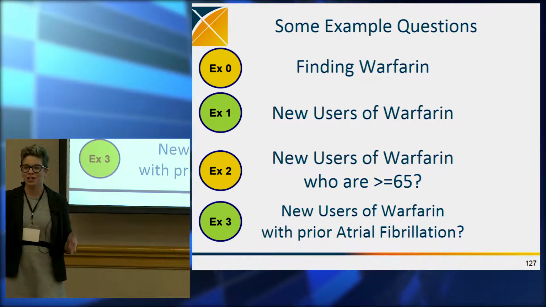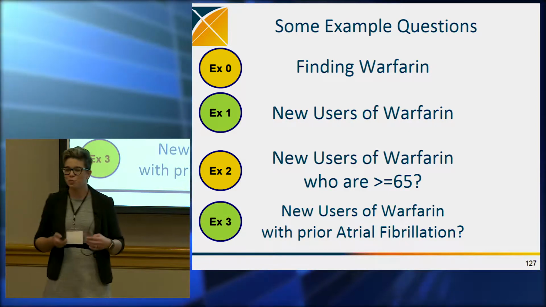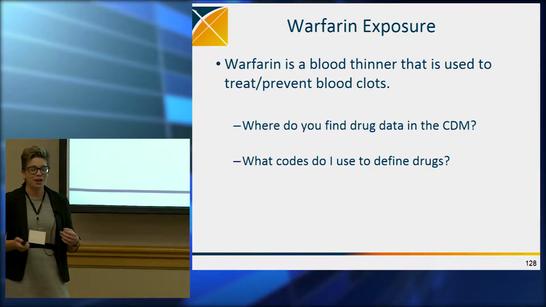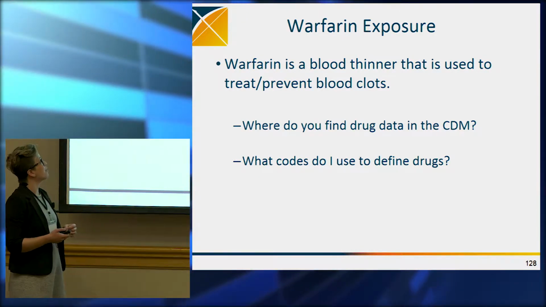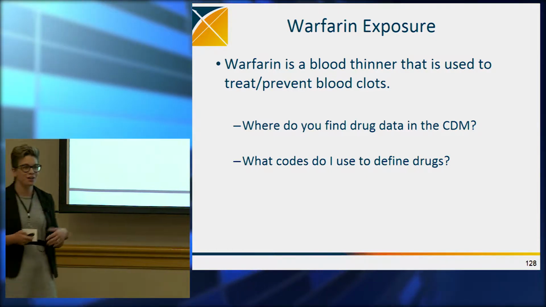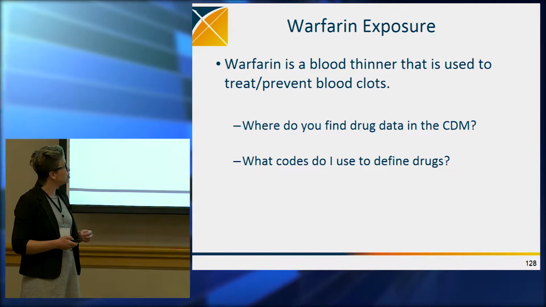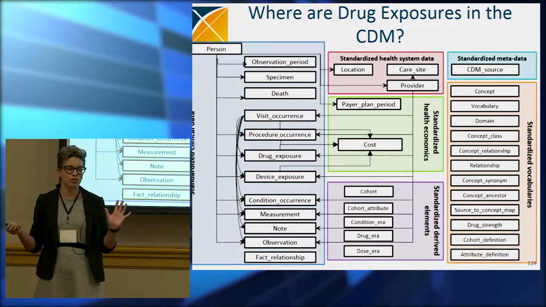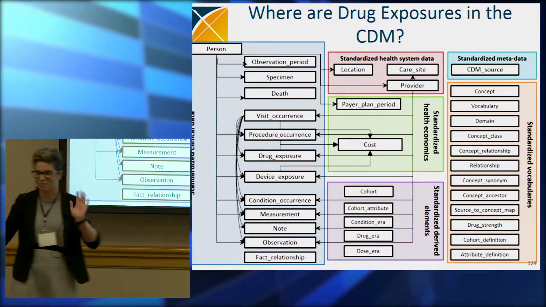Okay, so now we're going to do some more examples. Similar to this morning, we're going to look for some drugs, but the twist here is we need to figure out where the drugs are. We've talked a lot about warfarin today, but warfarin's a blood thinner if you don't know already. We've been talking about it all day. And so in the CDM, where are we going to find exposures to warfarin? Does anybody remember? Okay, people have been listening.